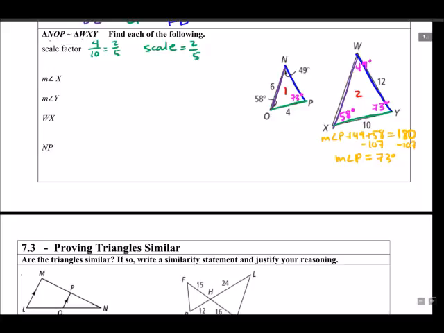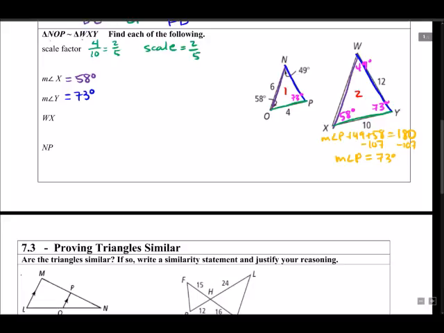And the measure of angle x, well, let's see, we worked that one out. Measure of angle x is 58 degrees because it was congruent to measure of angle O. And what's next? Measure of angle y is over here. That's 73 degrees because we used triangle angle sum to find that.